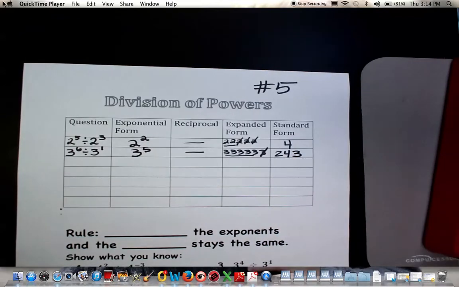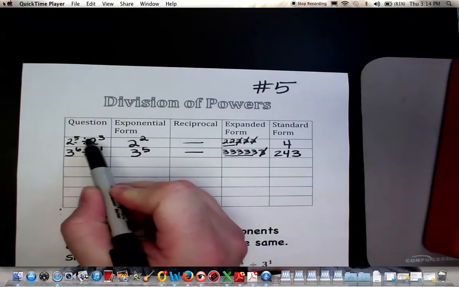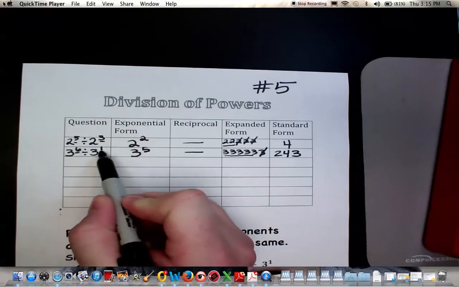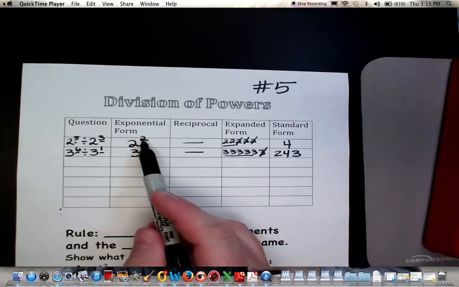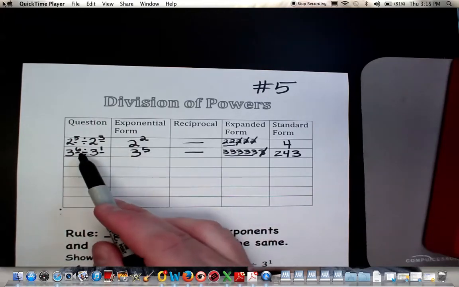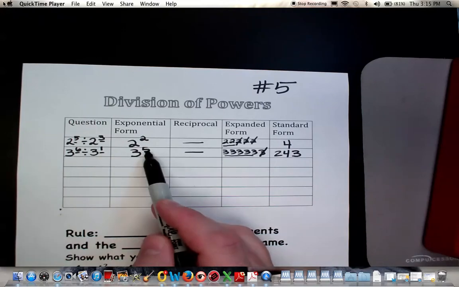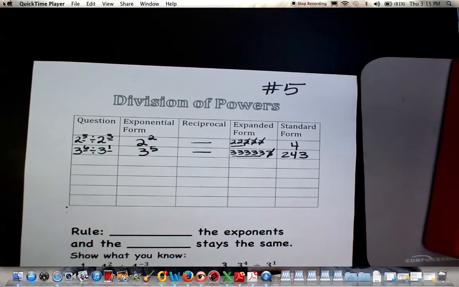So, how did I take my powers 5 and 3 and end up with 2? How did I take my powers 6 and 1 and end up with 5? What operation would I do there?